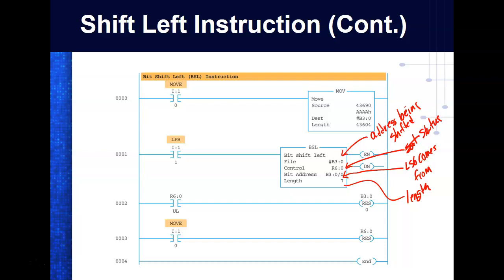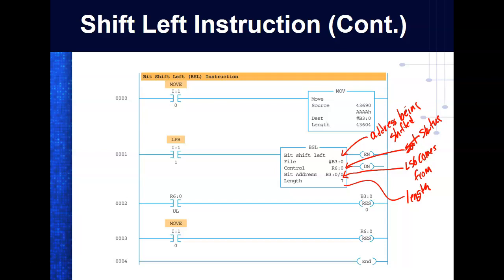So this is the bit shift, and this is the bit shift left. The file is what data file you are shifting. The control is where it's going to keep the status. So it's not going to use the status register. We've already run out of status registers, by the way. Your math and all that have used them. So we're going to actually use the data file here for the status.